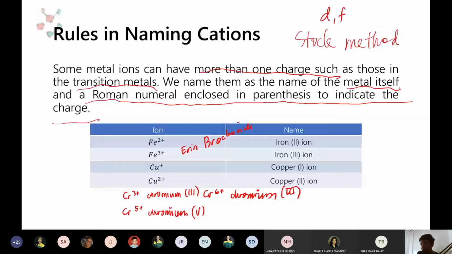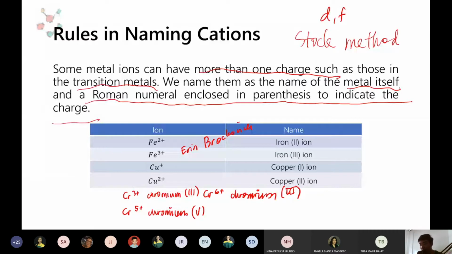Bakit hindi masyado familiar tayo with the F metals? Kasi ang metals in the F orbital, in the F block, sila ay radioactive na. And we do not deal with radioactive stuff in our daily life naman. Pero yun, this rule will apply to D and F orbital metals. Be careful ha.